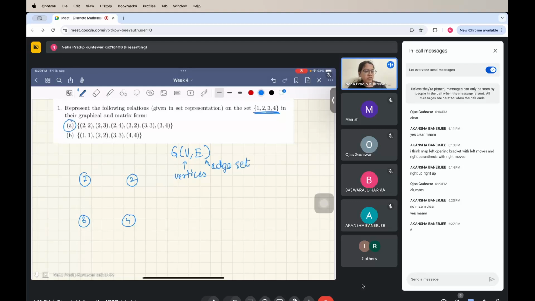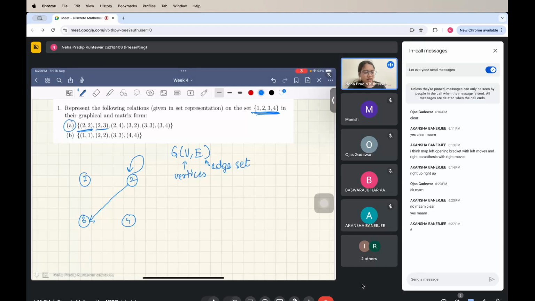Okay, so the vertices for me are the elements of this set. And when do I draw an edge? I draw an edge if two nodes are related. So 2 is related to 2, so I'll draw a self edge like this. 2 is related to 3, so I'll draw an edge like this.